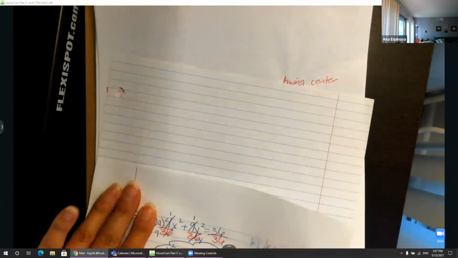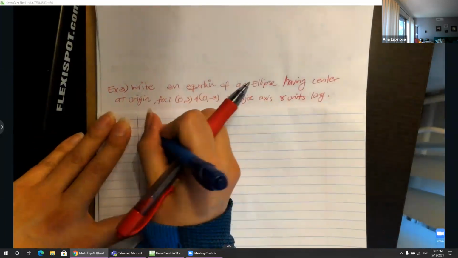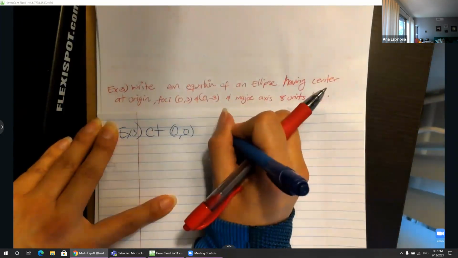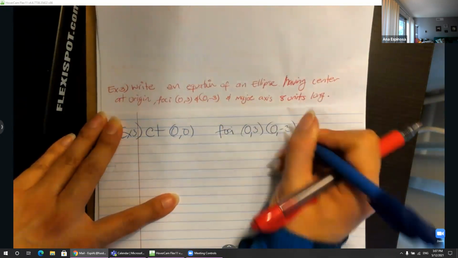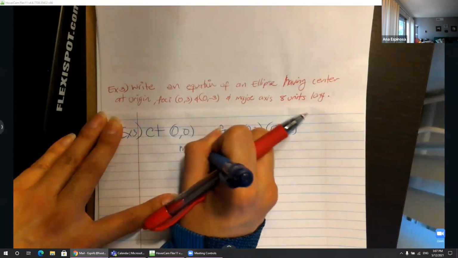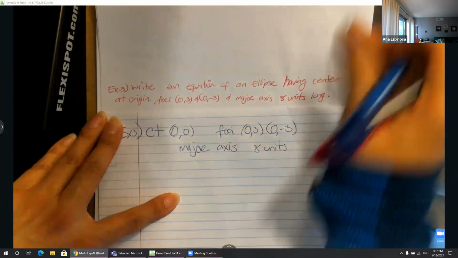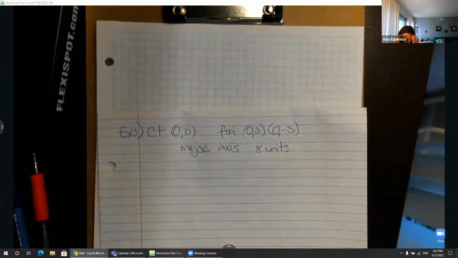Okay. All right, so let me write the information down. Center is (0, 0). Foci, (0, 3), (0, -3). Major axis, so the longest side measures 8 units. Okay, that's all I need. Like this. Okay, and there will be one more problem after this before I do the hyperbolas.